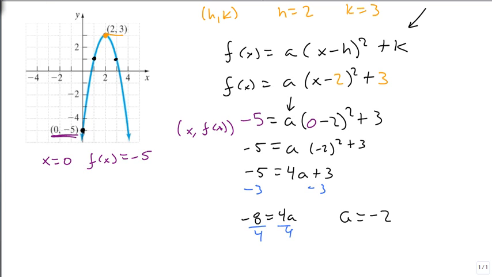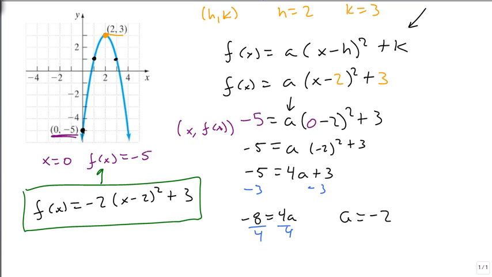And so our final answer is f(x) equals minus 2 times the quantity (x minus 2) squared plus 3. This is the function that gives us this graph.